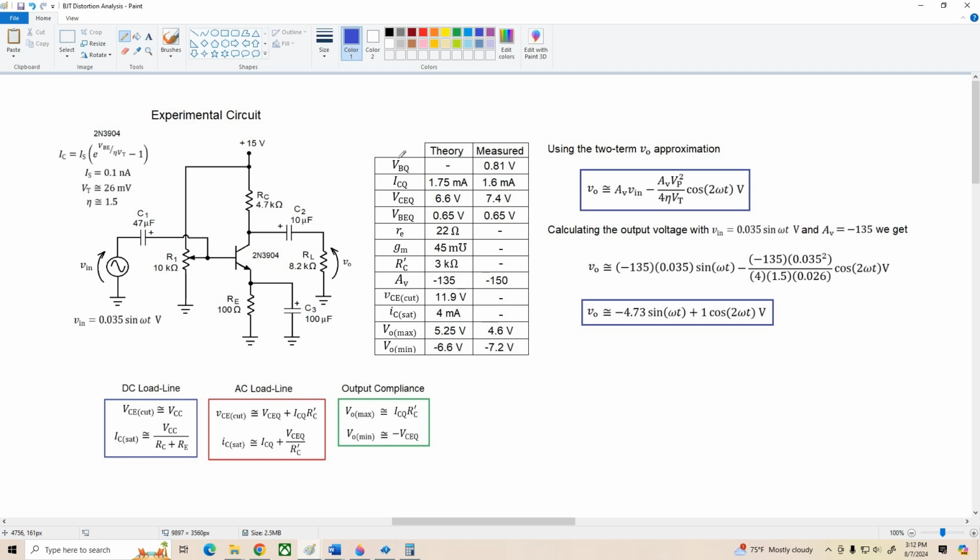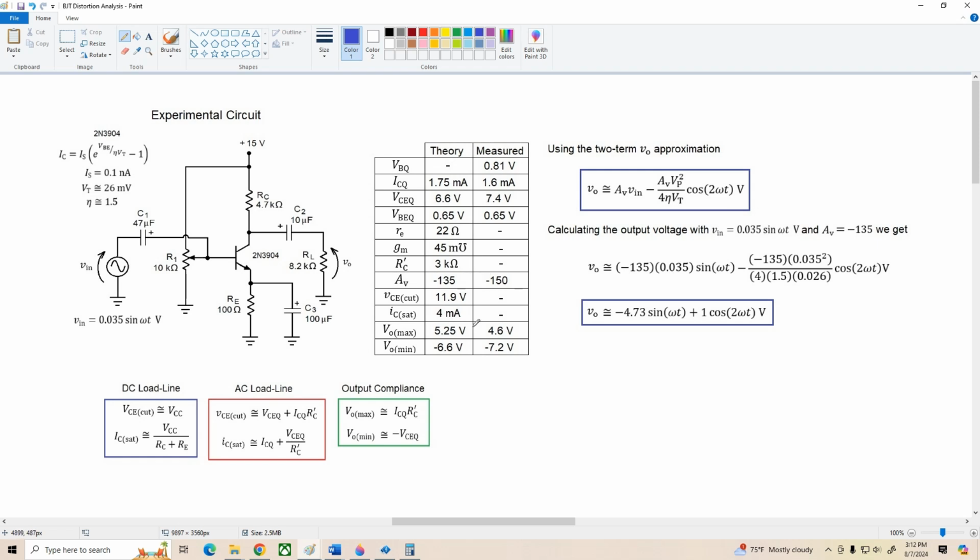Now, the theoretical analysis gave me an ICQ of 1.75 mA. The measured value was 1.6, so that's really pretty good agreement. The theoretical voltage gain worked out to be negative 135. In reality, the measured value was negative 150. And again, that's pretty good agreement too.